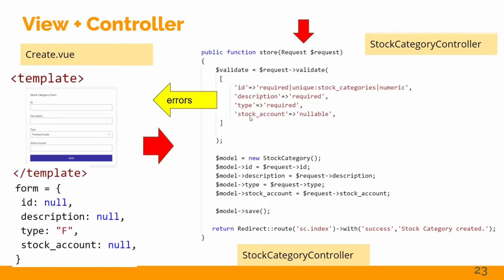If it's validated, it will proceed to these next statements where you create a new model, assign the values to that model, and then eventually save it to the record. When everything goes well, it will redirect us to the index page with a success message of, say, stock category is created. Otherwise, if there is an error, this particular script here will generate an errors object. Take note, with an S, errors object, and it will be submitted back to the create view. So we should be able to capture that errors message via props, right?